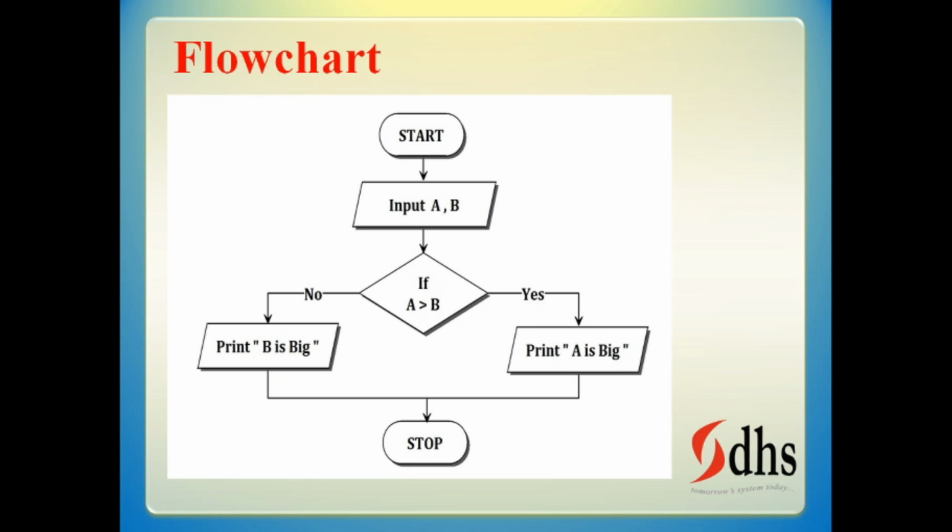If the condition A is greater than B is yes, it will go to the right hand side and print A is big. Else, it will go to the no side, that is the left hand side, and print B is big. Stop.